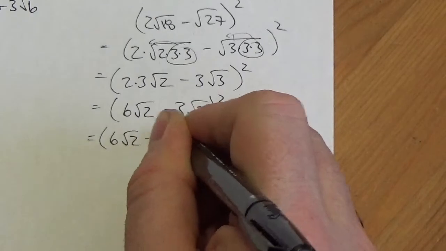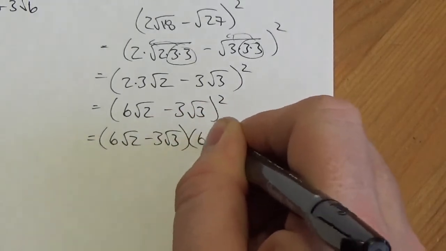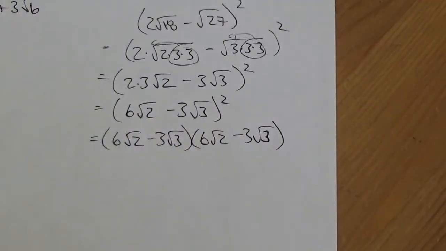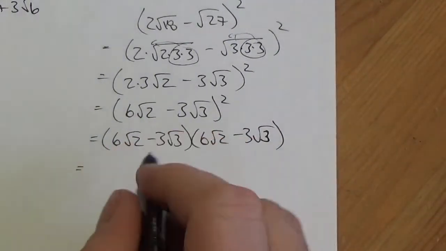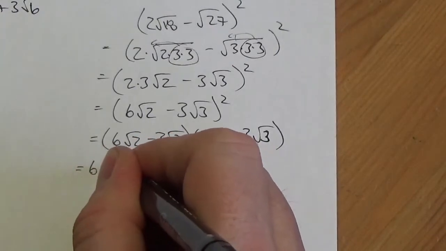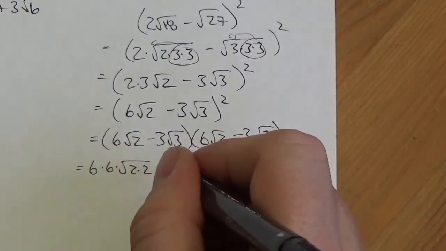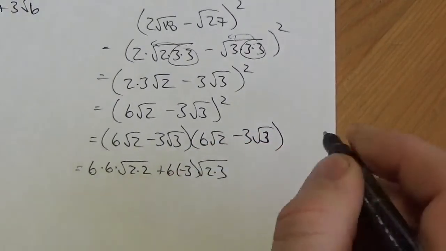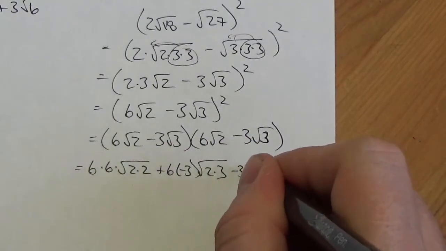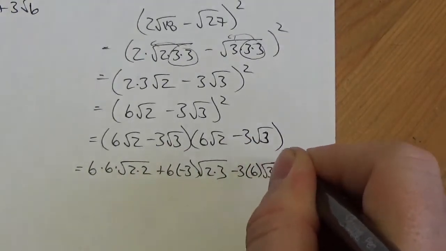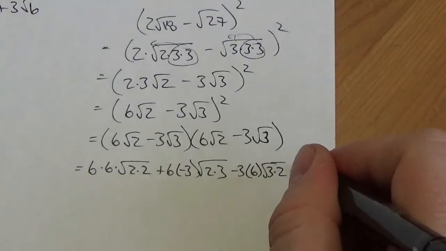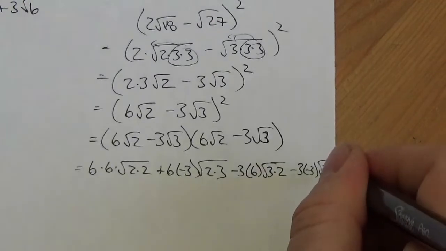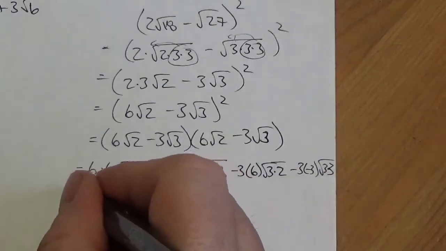And because it is squaring, I'm going to just write this out again, just so that I reduce the likelihood that I miss a term here. And so now this becomes 6 times 6 times root 2 times 2 plus 6 times -3 times root 2 times 3 minus 3 times 6 root 3 times 2 when I distribute this term through, minus 3 times -3, woo, 3 times 3, almost off the page again. So I've got to make sure I read that carefully.